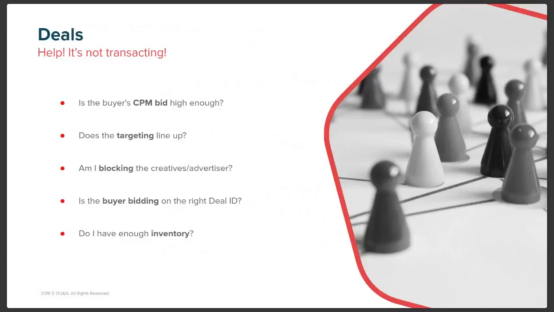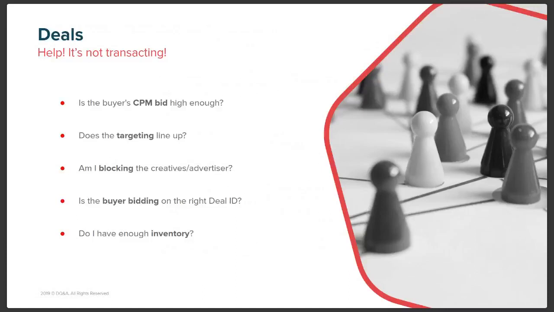And then the fourth one is the buyer bidding on the right deal ID? Previously, this used to be a very big problem as the offer ID and the deal ID used to change. And I think it's still the case. So you need to make sure that you have confirmed the deal ID with the publisher and that they've actually seen the updated number in their system and they've given that to you.